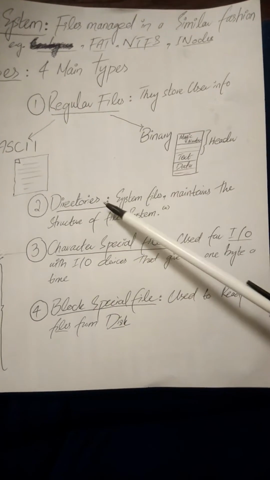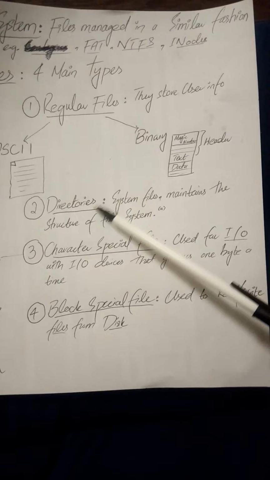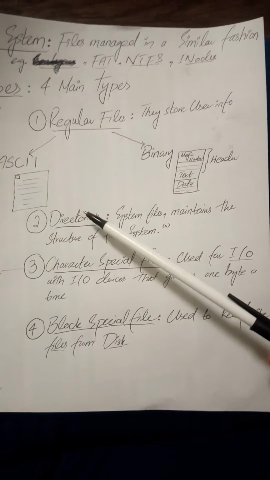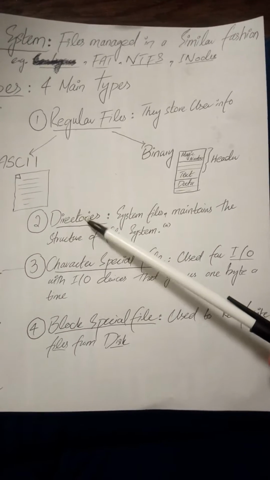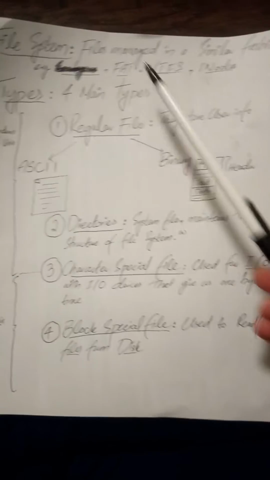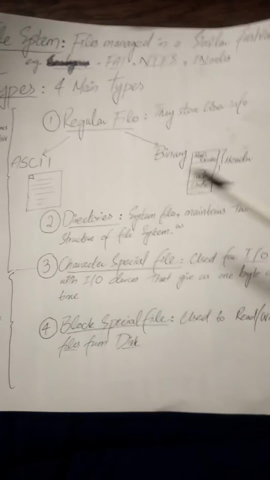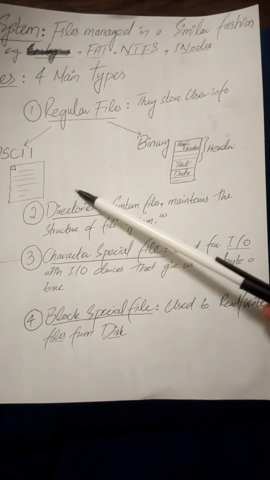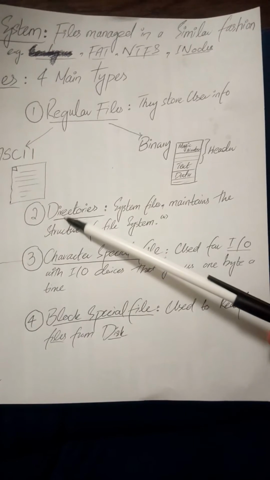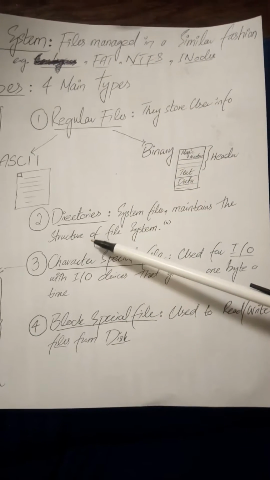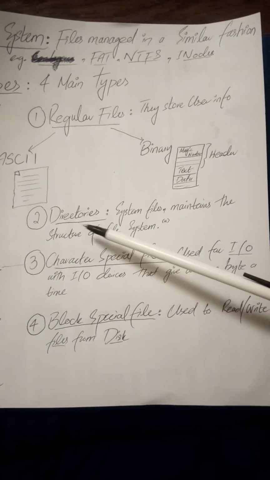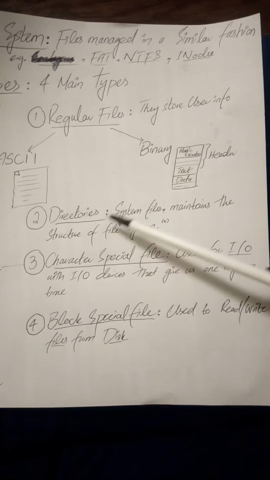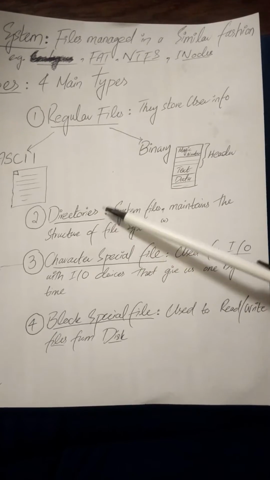Coming down to the second file type, it's called directories. These are called system files, and basically they maintain the structure of the whole file system that we discussed. These are really important, and we're going to have another video describing different types of directories. So stay tuned. You may also find the link to the video in the description.